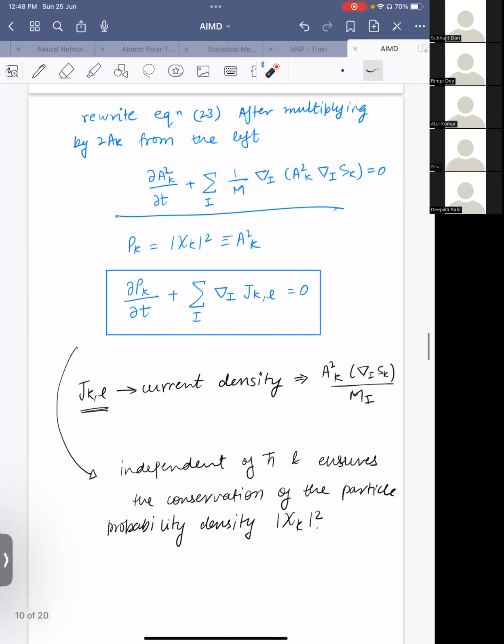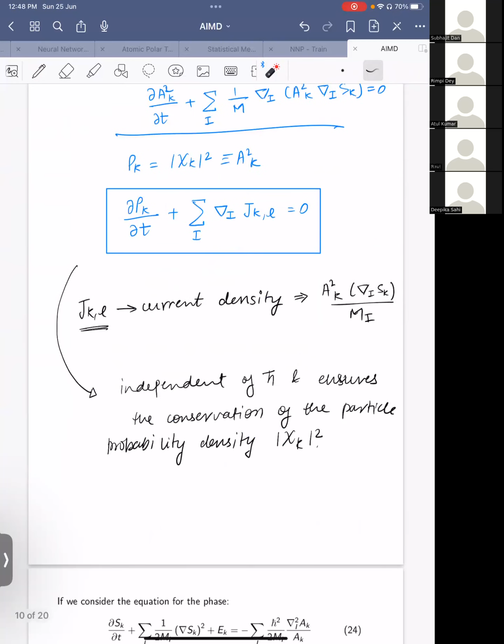Okay, this is the continuity equation. The continuity equation basically suggests that the probability density of the nuclei is conserved. What does it mean? It means that the probability of finding a nucleus at each point is constant throughout time, which is basically what classical mechanics says. So our approximation is in good agreement with classical mechanics.